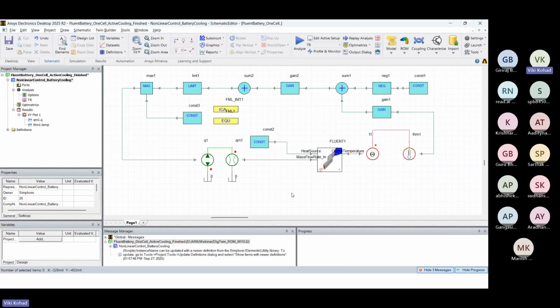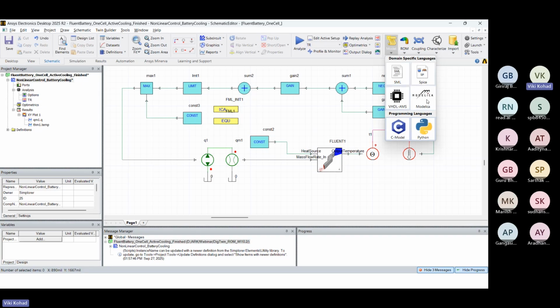Now you can see, this is basically the GUI of the ANSYS Electronics Desktop, in which you can see the ANSYS Twin Builder. Here the Twin Builder supports different ROM models, and different specific domain libraries: SML language, Spice, VHDL-AMS, Python, Modelica, C model. These are the domain libraries.